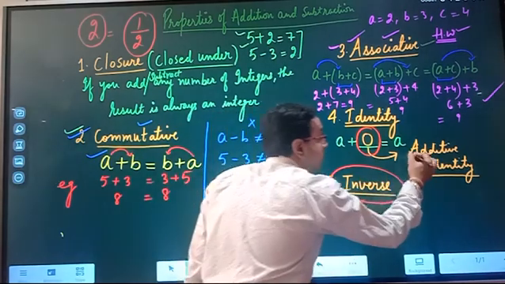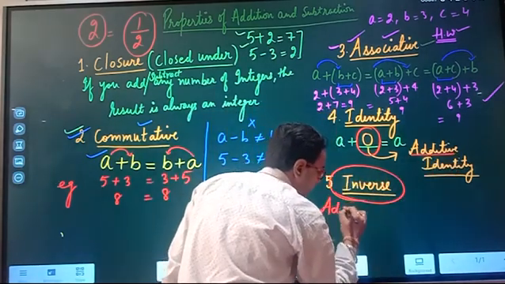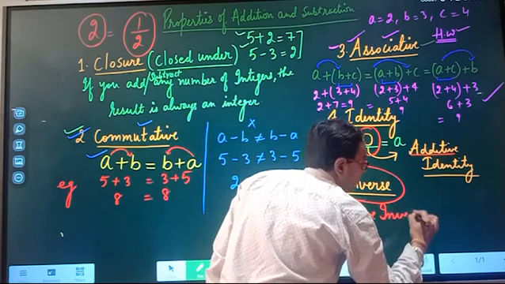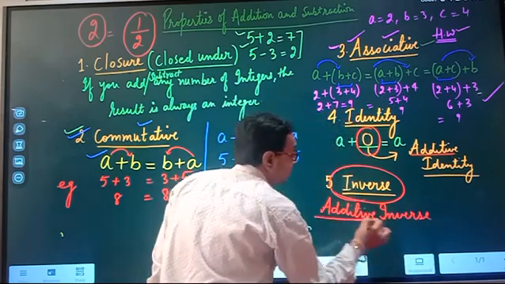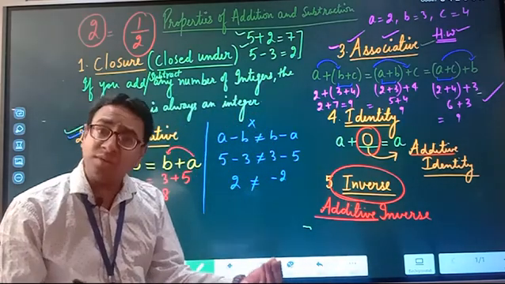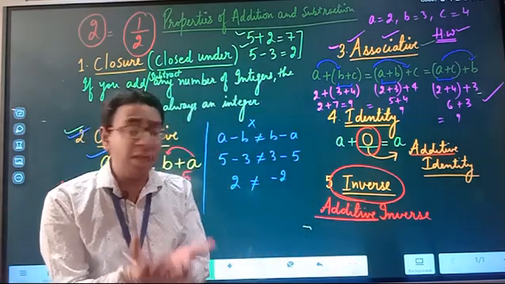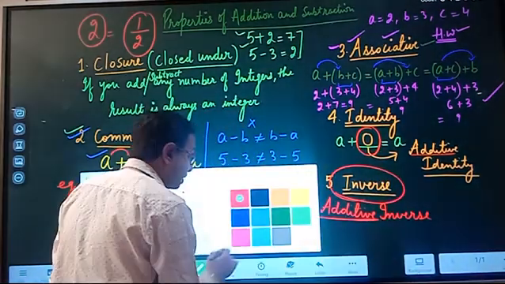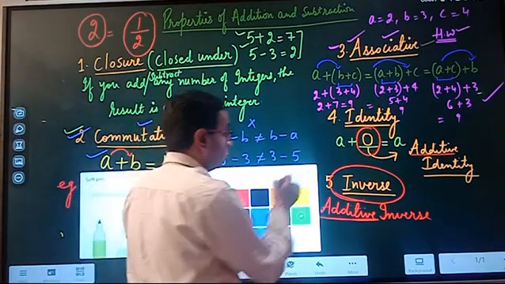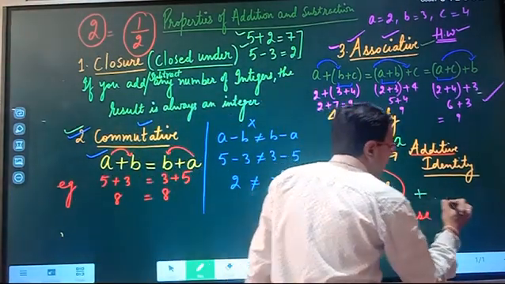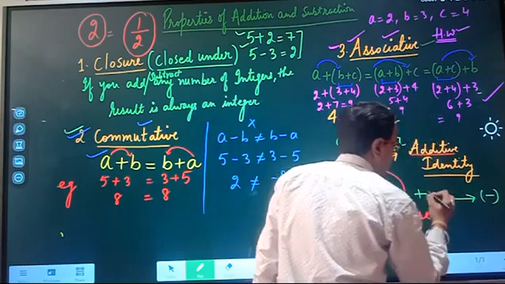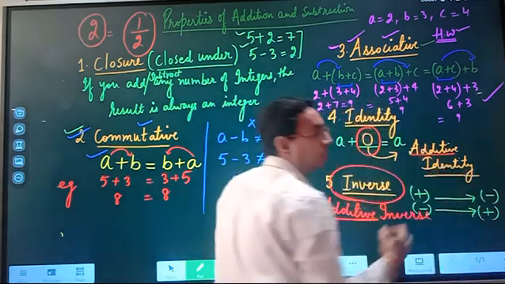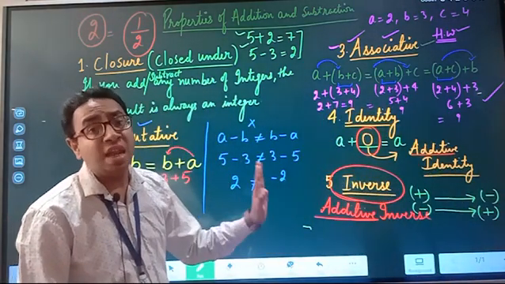In inverse, again we'll be talking about additive inverse. Additive inverse itself is stating sign, plus minus. Additive here means plus minus. So in the case of additive inverse, what do we do? We change the sign. Your plus will become minus and your minus will become plus. This is a simple fundamental, a simple rule for the additive inverse.